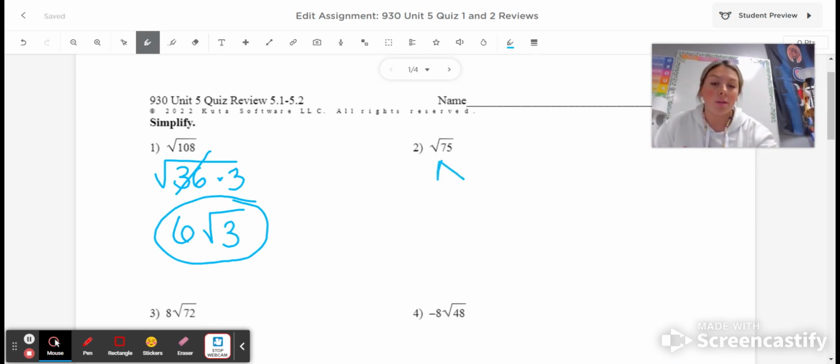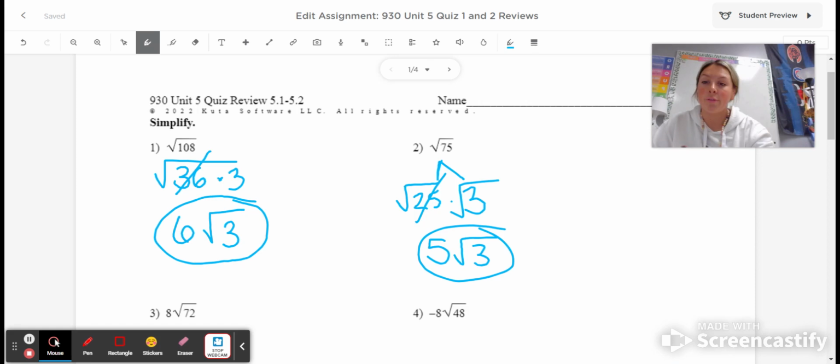Number 2, 75. The largest perfect square that goes into 75, you probably know this one, it's 25, right? So I have the square root of 25 times the square root of 3. And the square root of 25 is 5. So I get 5 square root 3. Now, if you notice, I showed the first one underneath the radical, 36 times 3, all underneath the radical. Second one, I showed the square root of 25 times the square root of 3. Those are the same thing. They're interchangeable, okay? So if it's easier for you to look at it like I did on number 2, square root of 25 times square root of 3, then you can do that.